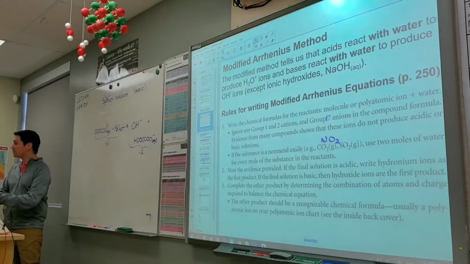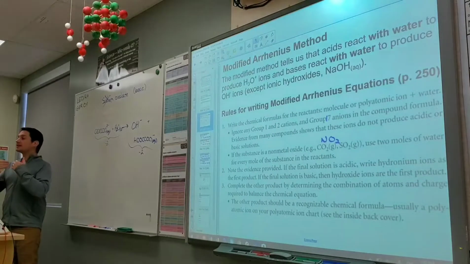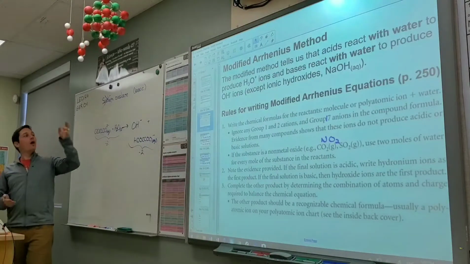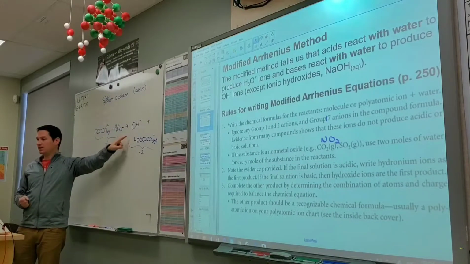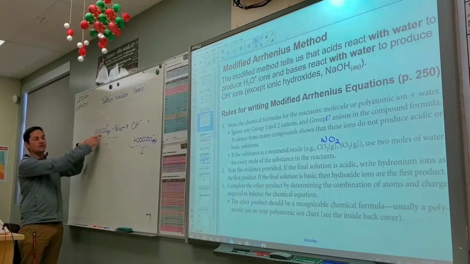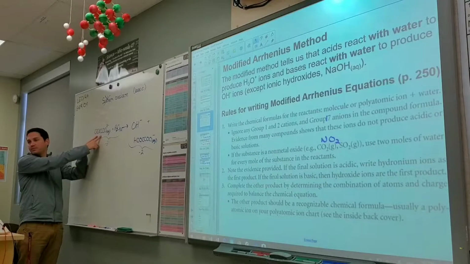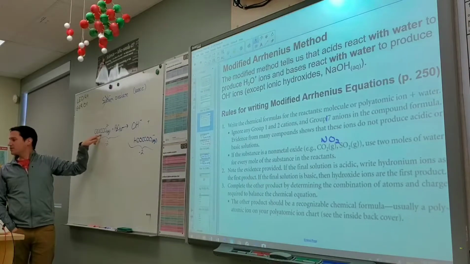We're trying to write an equation that explains why, when we put this thing in water, it ends up being basic. Would you have guessed that sodium oxalate would have been basic? Maybe. What's our traditional definition of something that's basic?